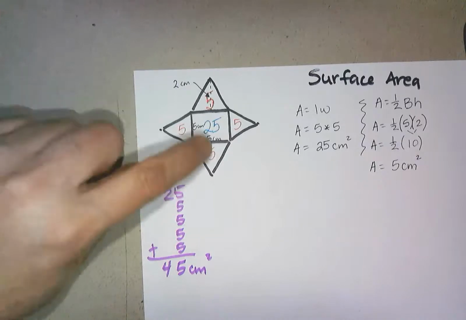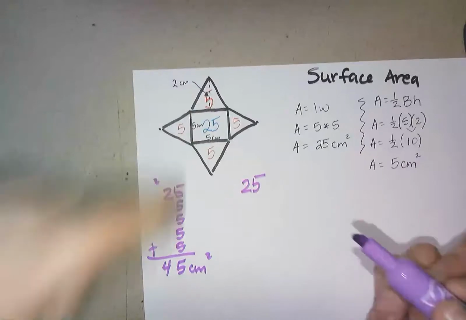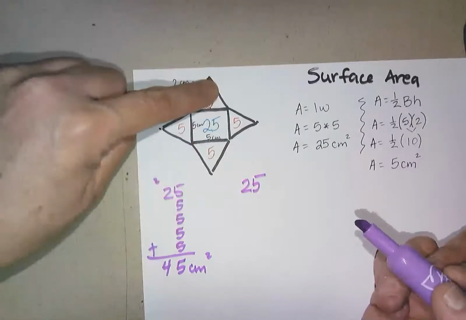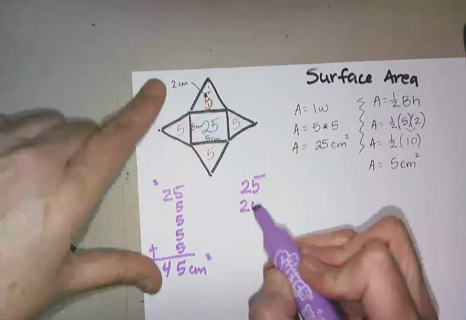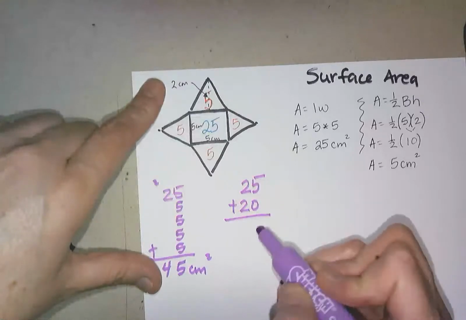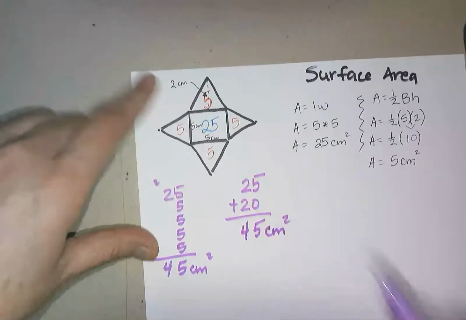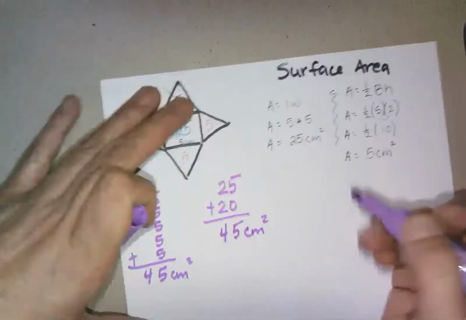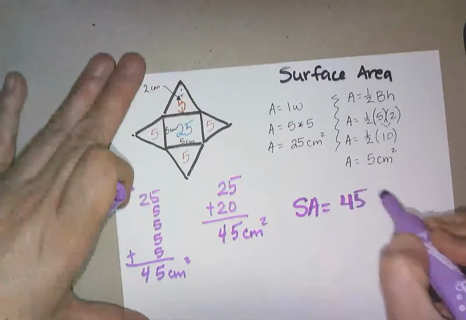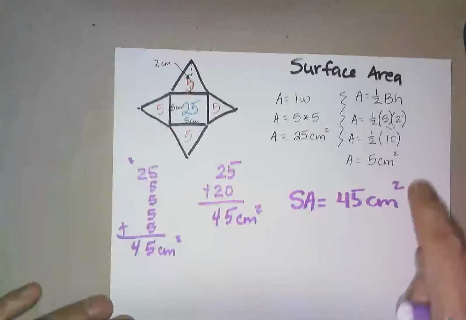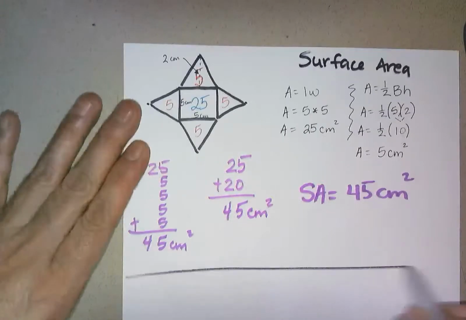Okay, let me do it the shorter way. What I would do, if you feel more comfortable with your numbers, I know that's 25, but I can count by 5s here. 5, 10, 15, 20. And add it together. 5 and 0 is 5. 2 and 2 is 4. Look at that. I get the same answer. So I know I'm correct. So my surface area for this shape is 45 centimeters. Please don't forget that squared. It's very important.